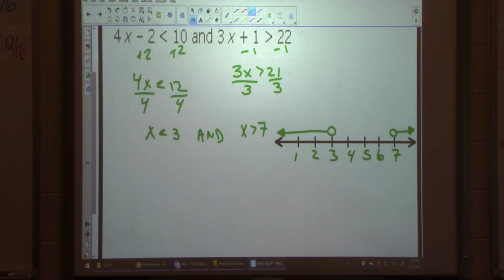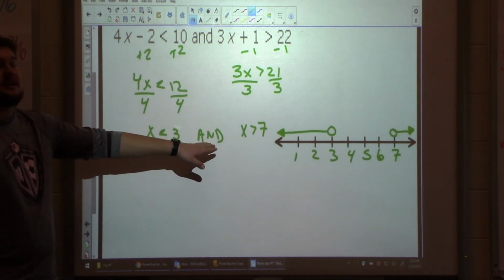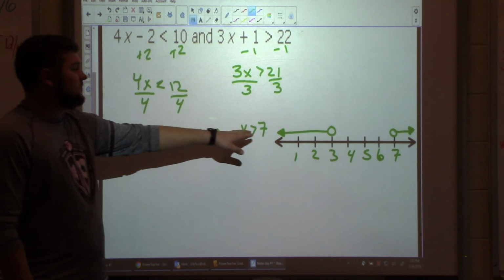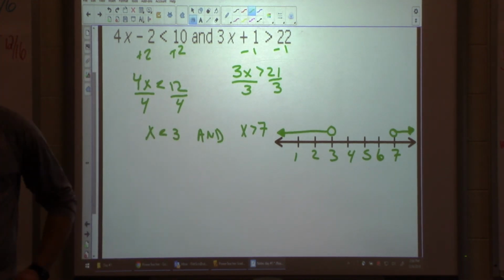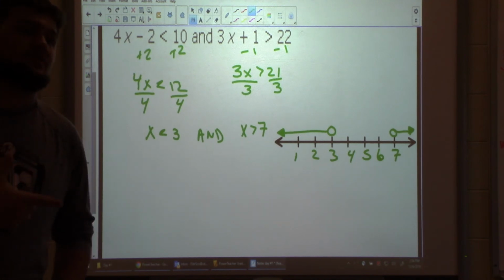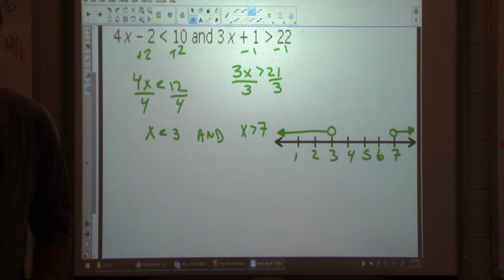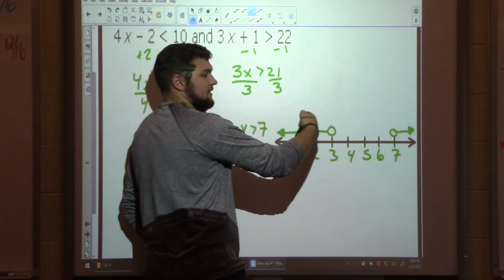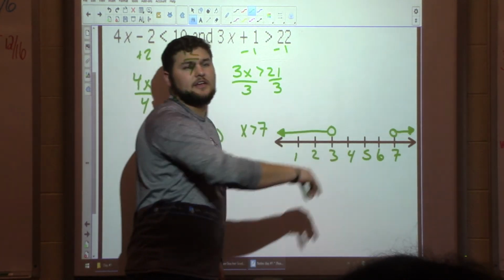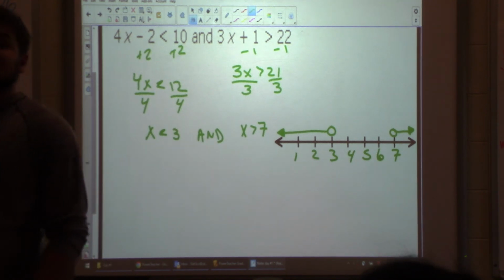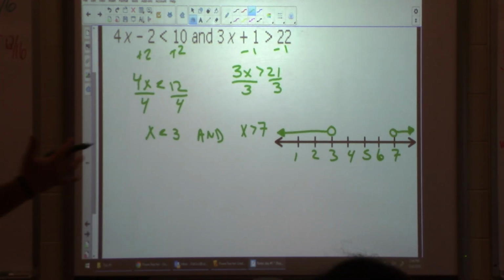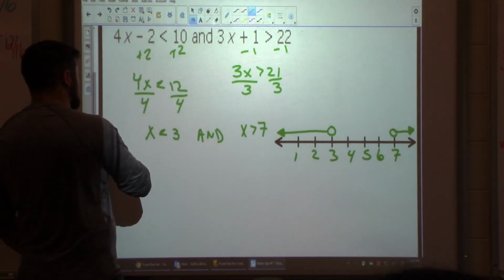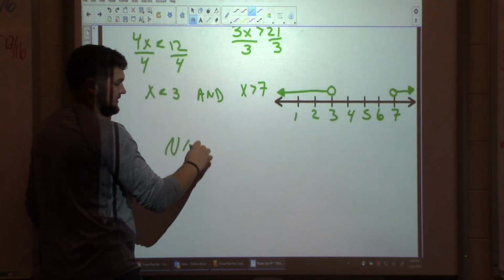Hey, think about this, guys. For an AND statement, we said it has to satisfy both inequalities. Is there any number you know of that is less than 3 and greater than 7? No, right? There's no number that is less than 3, yet it's also greater than 7. So if you have an AND statement and it looks like an OR graph, no solution. There's absolutely no solution that works here.